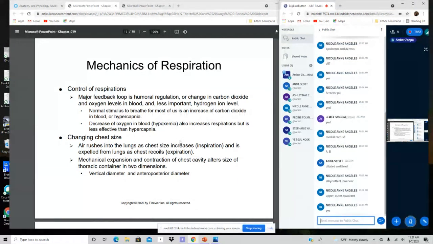Okay. When we breathe, there's also a change in our chest size. So air rushes into our lungs as the chest increases through inspiration, and is expelled from the lungs as the chest recoils, or what is known as expiration. Mechanical expansion and contraction of the chest cavity alters the size of the thoracic container in two dimensions, vertically and anterior-posteriorly. Okay, so let's look at this picture.